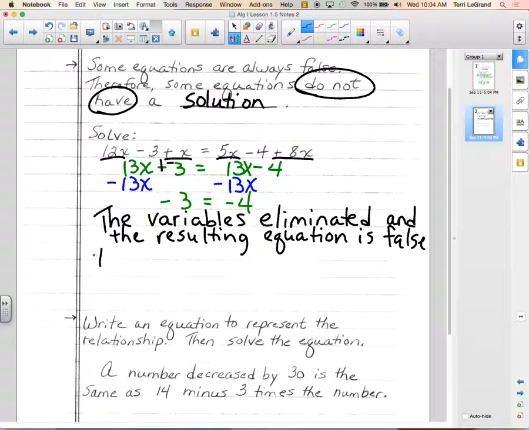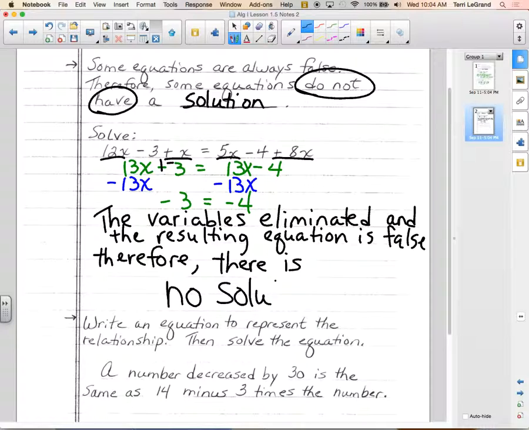Therefore, there is no solution. So that's what we would put.